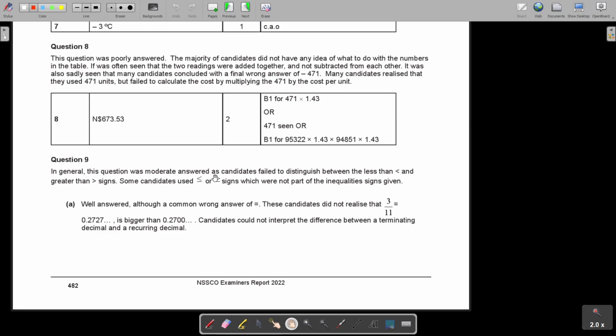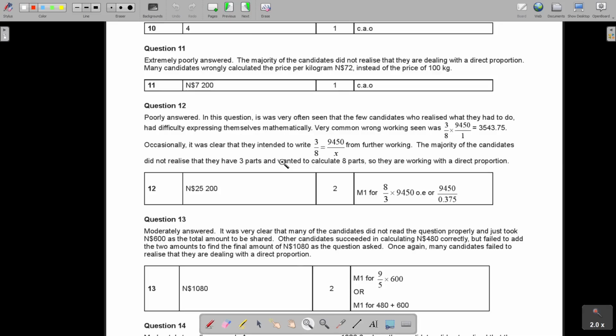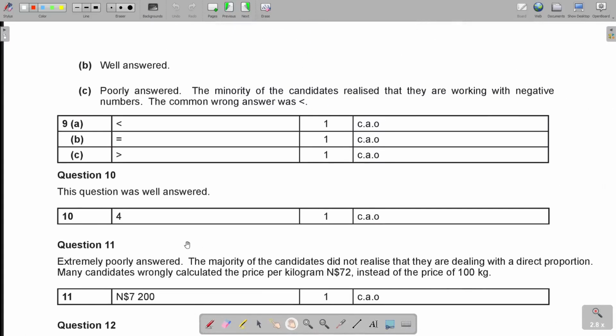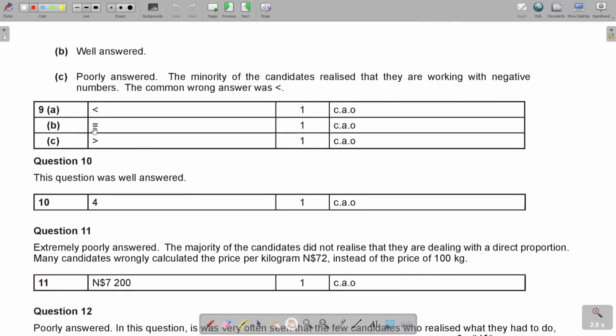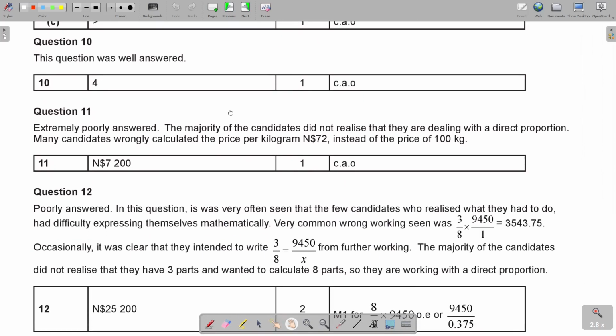So candidates could not interpret the difference between a terminating decimal and a recurring one. So one that stops, one that goes on. And then, so that's poorly answered. So there were the signs, can you recall? Now, this question was just a fraction, and that was well answered. And then this question, the one with the nuts, was extremely poorly answered. The majority of candidates did not realize that they are dealing with direct proportion. Many candidates wrongly calculated the price per kilogram instead of the price per 100. It would have been nice if it was so cheap for 100, but it was direct proportion.